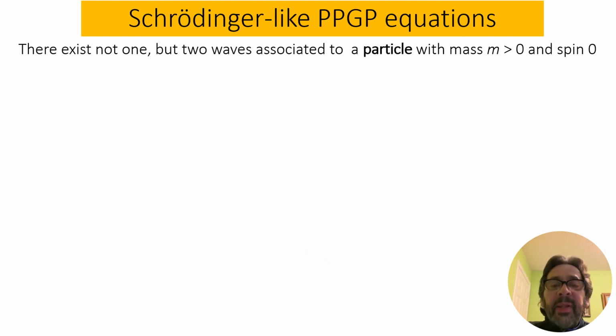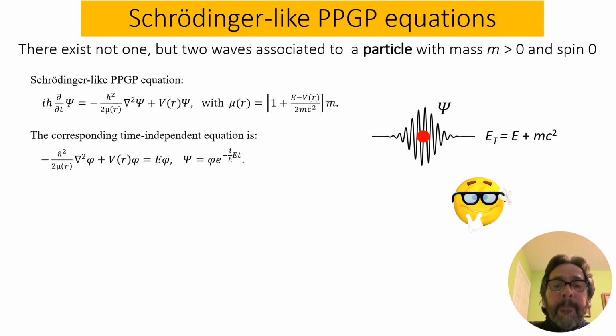Schrodinger-like Poveda-Poirier-Grave de Peralta equations. There exist not one but two waves associated to a particle with mass larger than 0 and spin 0. In one wave, the particle can have total energy E plus mc². What wave equation is this wave a solution of? Well, it is the Schrodinger-like PPGP equation given below.